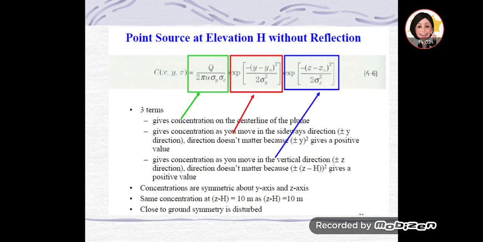So this explains the terms used in the simplified point source at elevation h without reflection for the puff model. This part gives the concentration at the center line of the puff. This one is the concentration as you move sideways in the plus or minus y direction, and this one is the vertical direction as it goes up. It moves sideways and it also goes up.